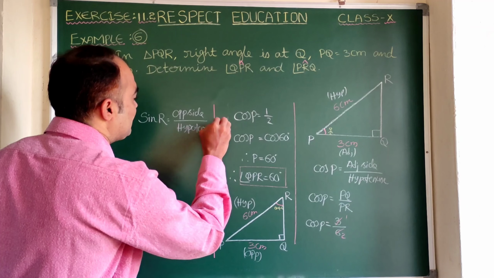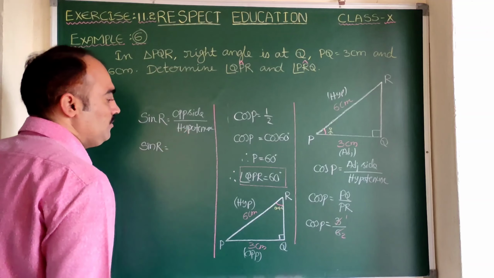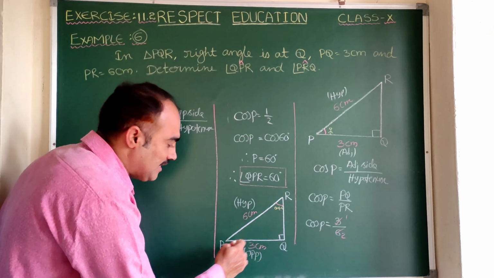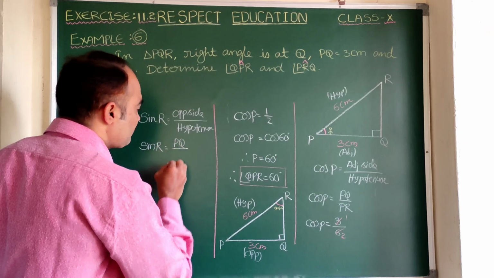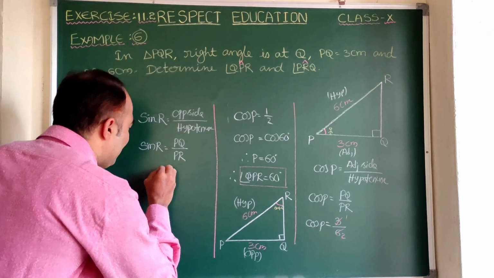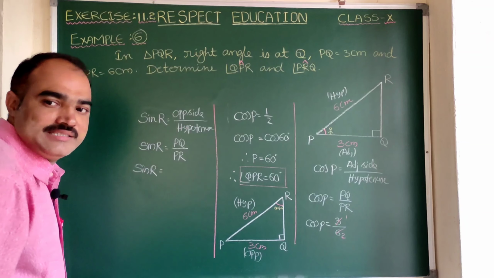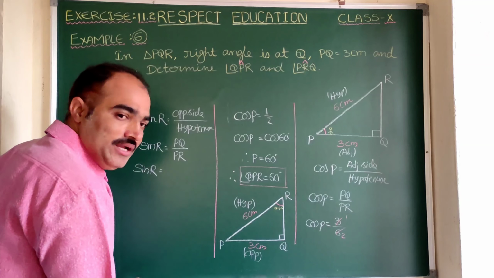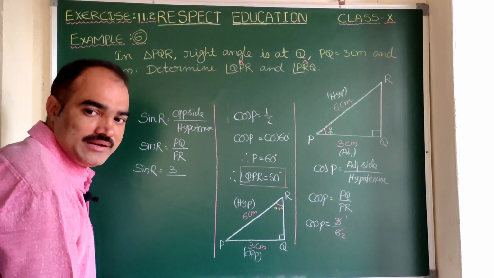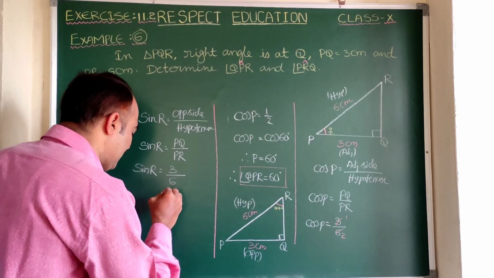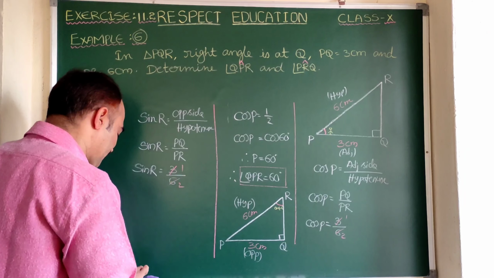So now let us write the values. Let us write sin R as it is equal to, for R opposite side is PQ, by hypotenuse is PR. Sin R we do not know, that is what we have to find. What is the value of PQ? 3 centimeter. I am writing 3. What is the value of PR? 6 centimeter. I am writing 6. Here on cancellation, 3 1s are 3, 3 2s are 6.